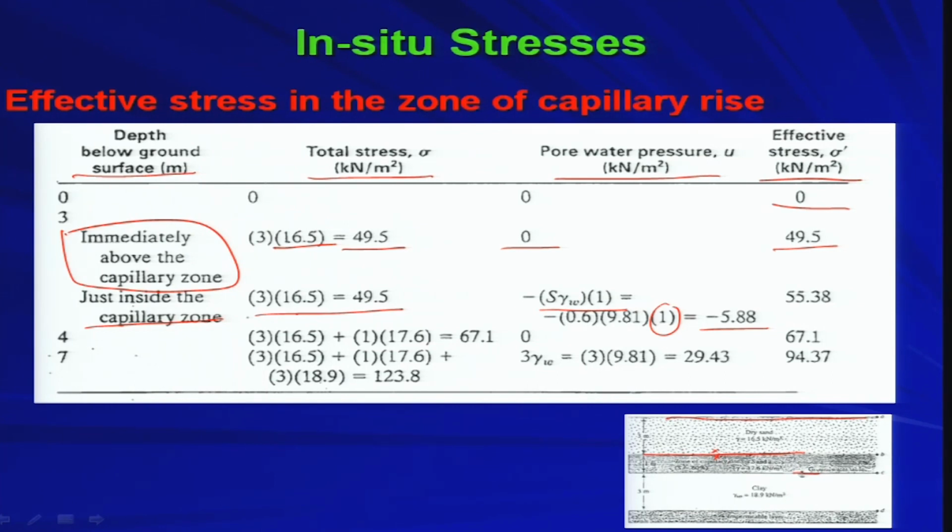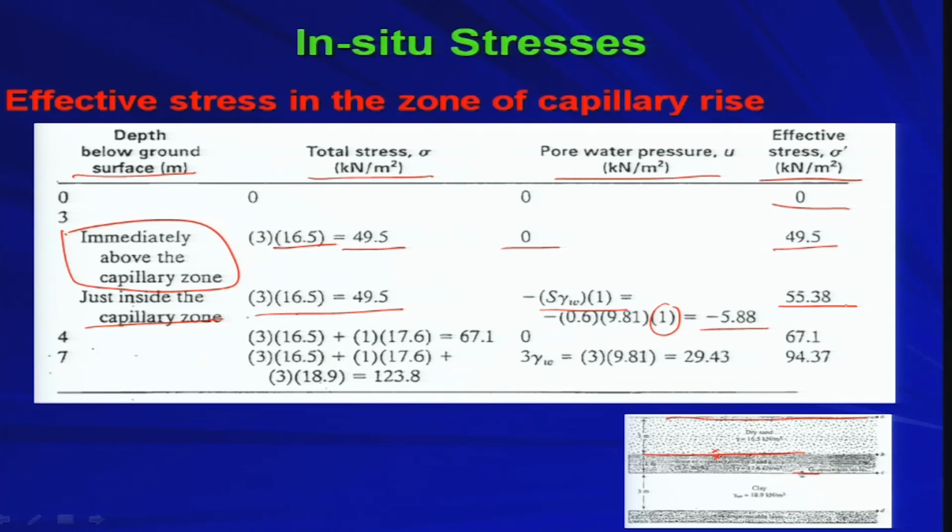So, that is coming as minus 5.88. Now, what is the effective stress? So, 49.5 is the total stress minus the pore water pressure, and minus of minus 5.88, so it will be additive, and you are getting the effective stress as 55.38. So, what does it mean? Because of this capillary rise, you are getting some enhancement in the effective stress.